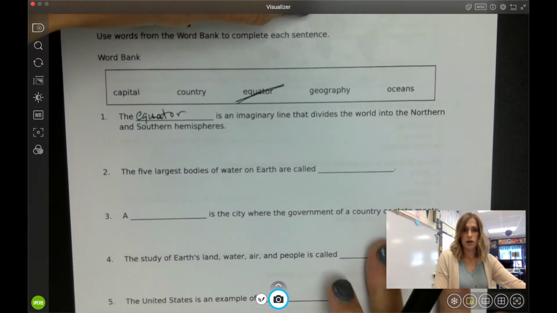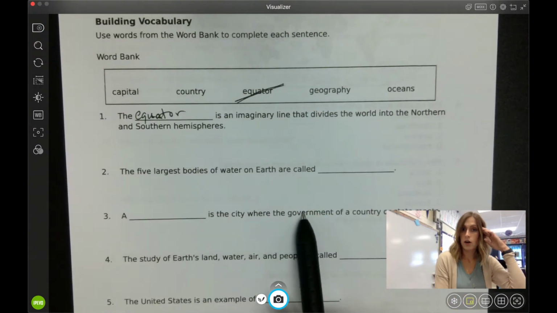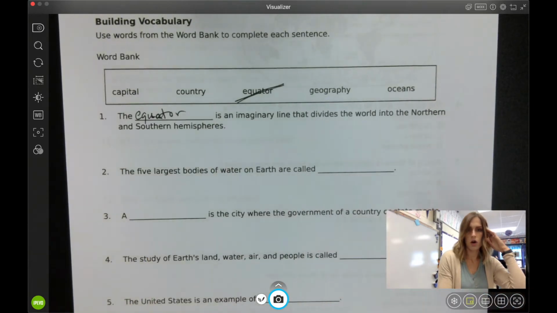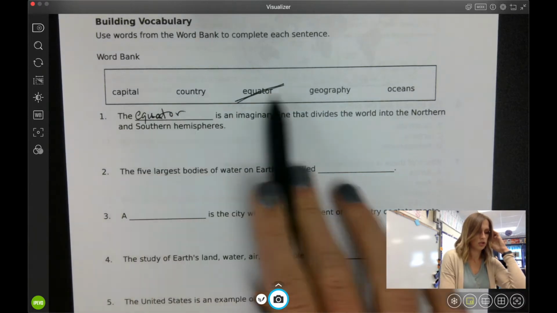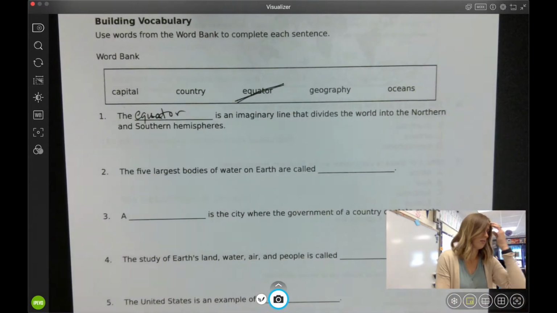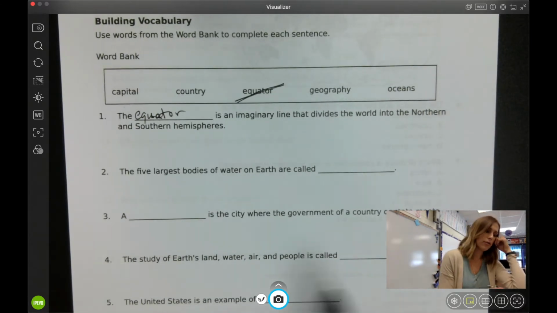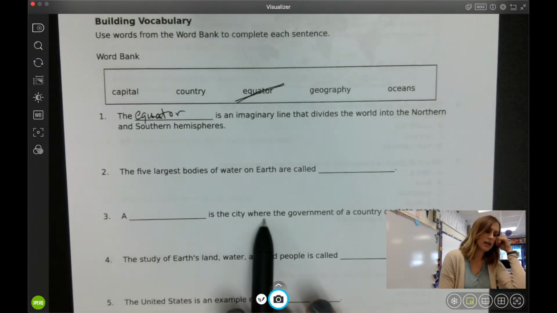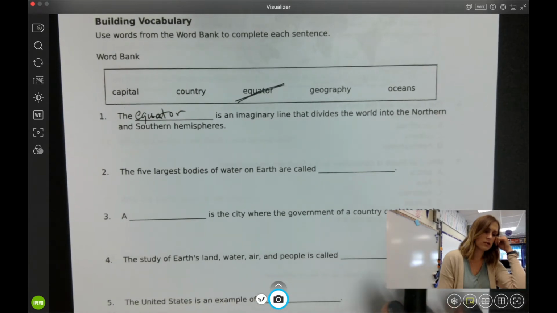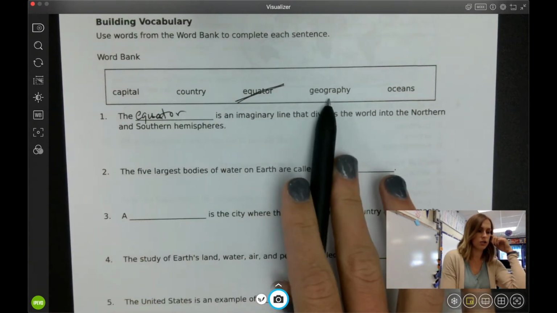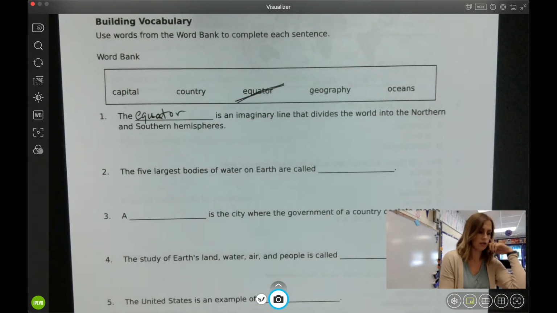The 5 largest bodies of water on Earth are called capitals, countries, geography, or oceans. The 5 largest bodies of water are those. Number 3, a blank is the city where the government of a country or state meets. The city where the government meets. Is that capital, country, geography, or oceans?